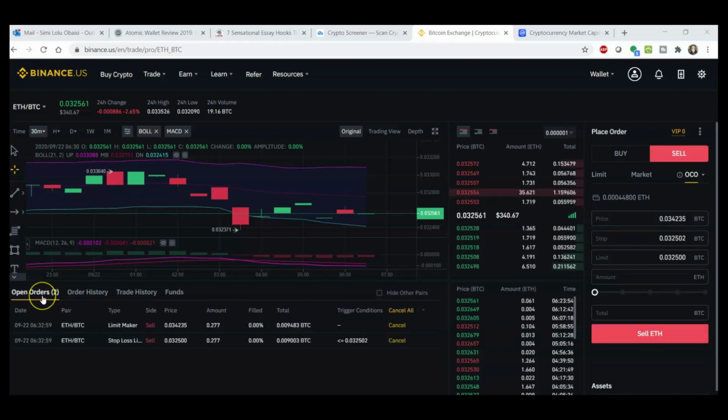So heading over to our open orders, we see it's created two orders. One of them is our stop loss, where it's going to sell when price drops. The other one is our take profit, where it's going to sell when price increases.